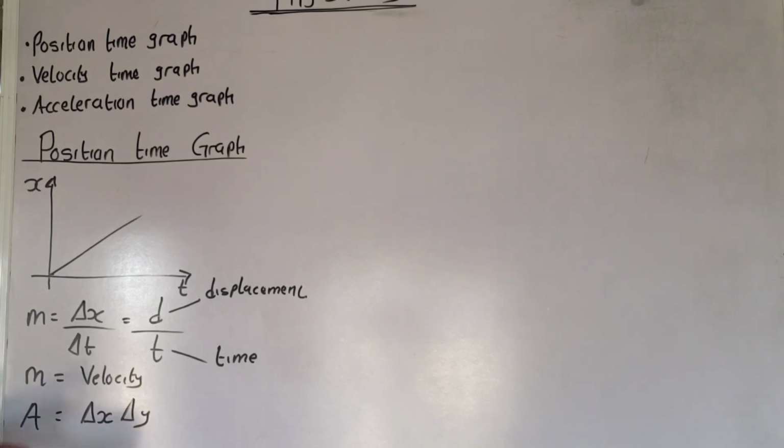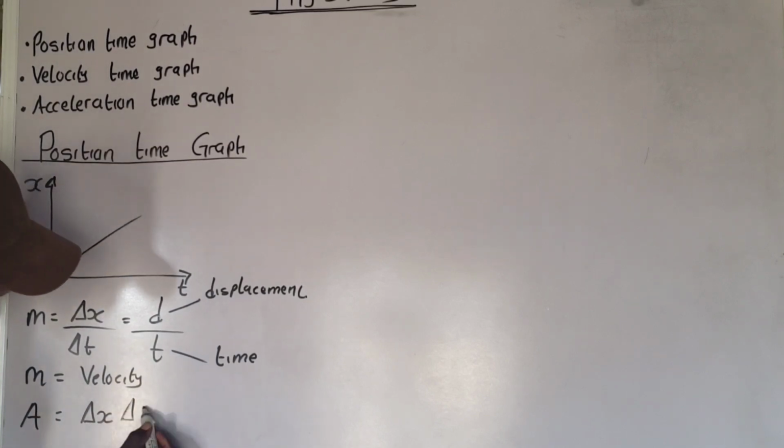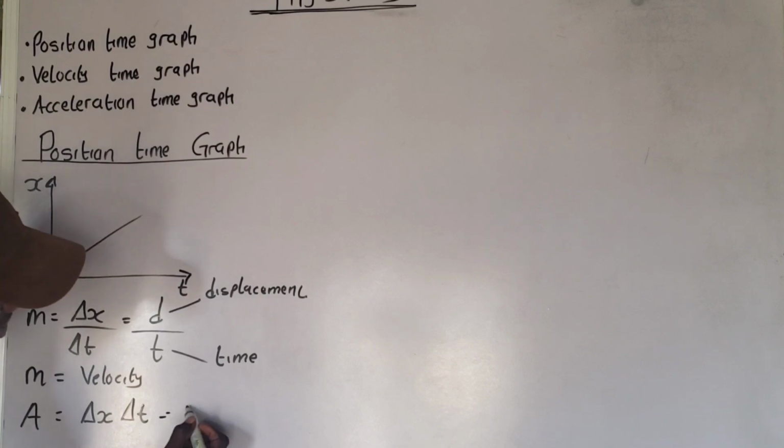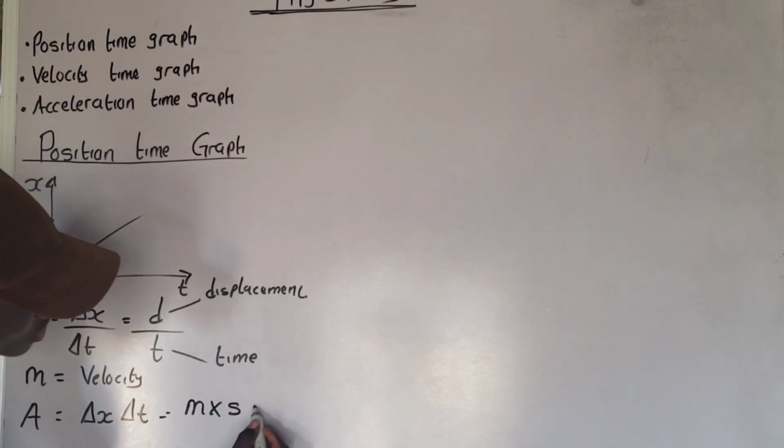And delta x is what? D, which is displacement. Displacement is measured in meter. You understand? Sorry, it is not delta y, it is delta t. It is the product of delta x and delta t. Now, delta x, which is the change in displacement, is measured in what? Meter. And delta t is in what? Seconds.